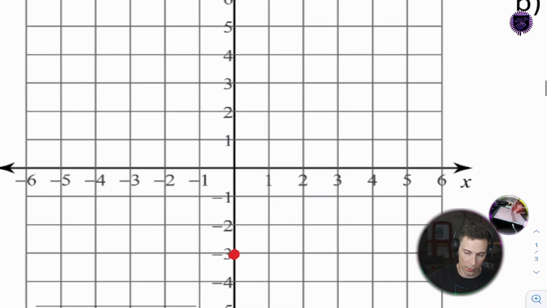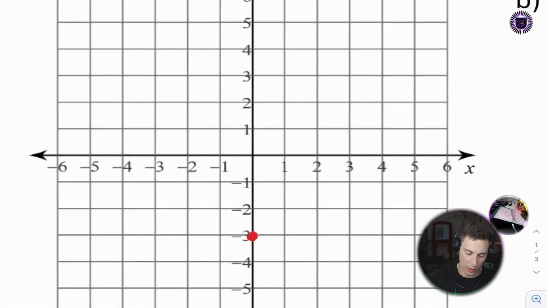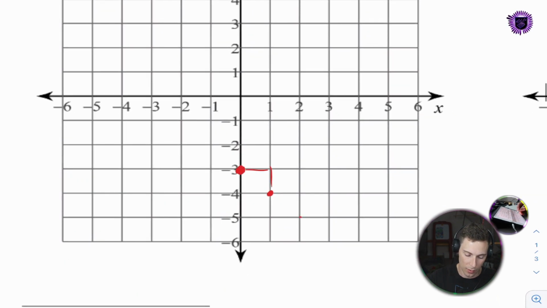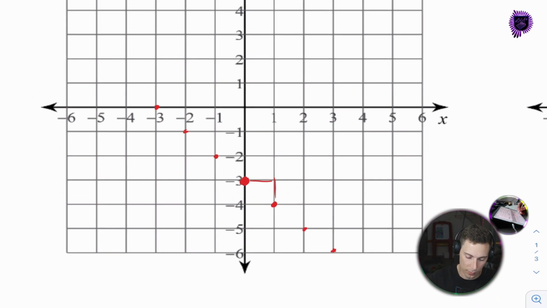So let's go. Next point will be 1 over, 1 down, rise over run. There's my 2 points. Or I can draw as many points as I want. It's kind of nice to draw out lots of points, because then we can be more accurate with our line. There's our line.